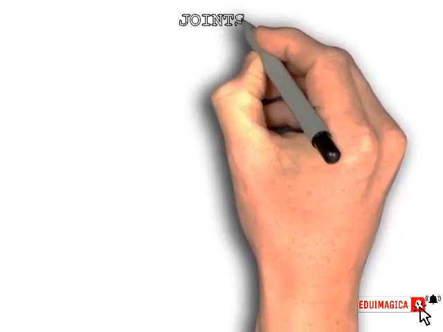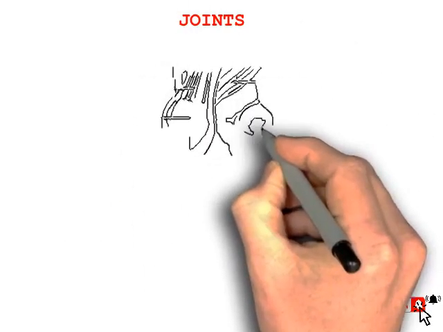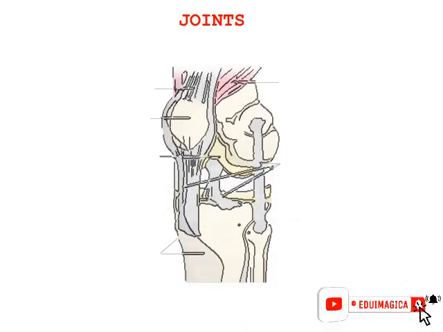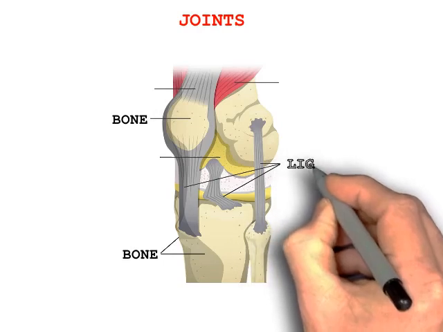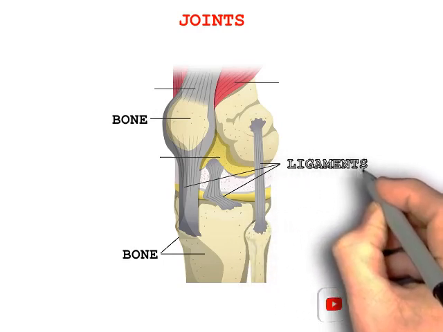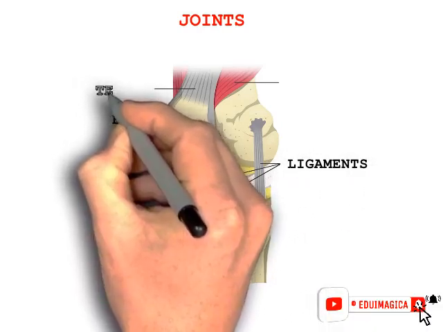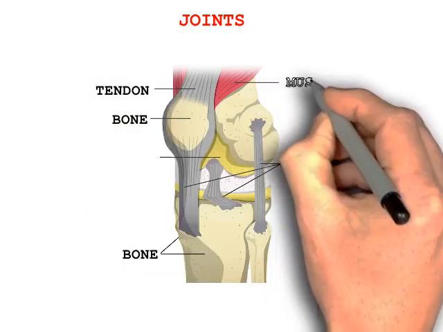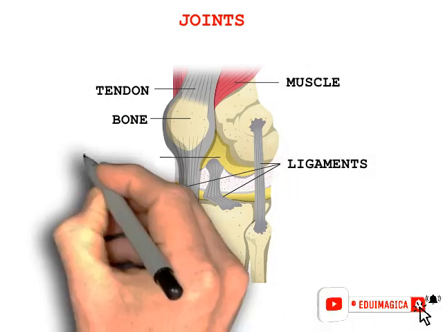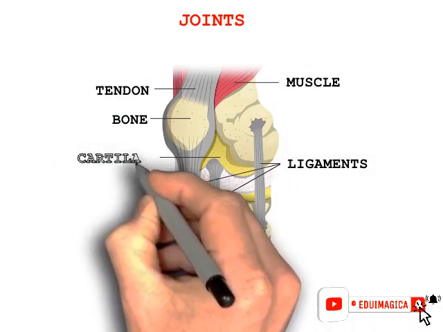The bones of the movable joints are held together by a type of connective tissue known as ligaments. Another type of connective tissue involved in the skeletal system is tendons. Tendons are responsible for attaching muscle to bone. And we have cartilage, which provides cushioning at many joints.